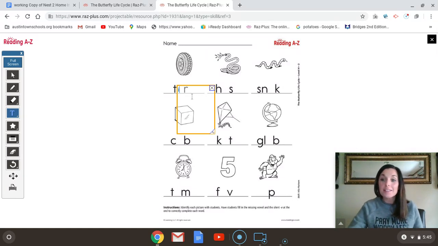So what do we need to put at the end so that it makes the long I sound? Because right now it says tur. And it's not a tur, right? Tire. What do we need at the end, everybody? E. Nice job. Okay, let's go to the next one.